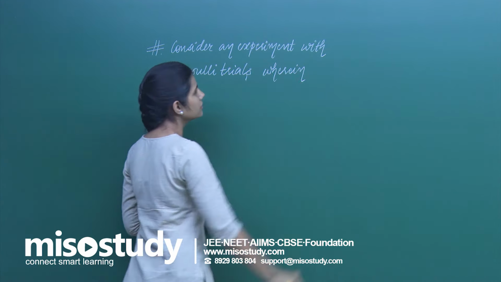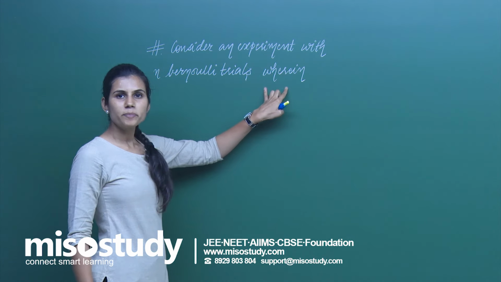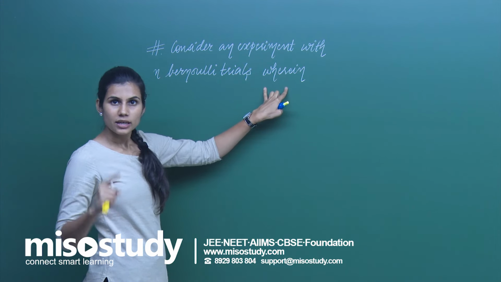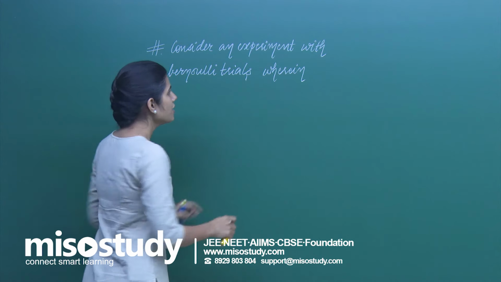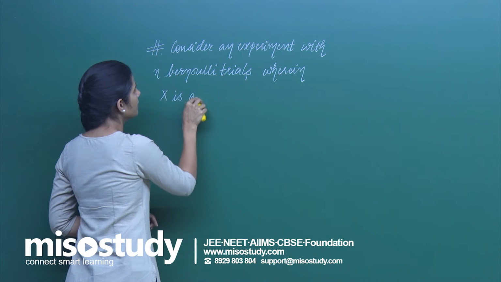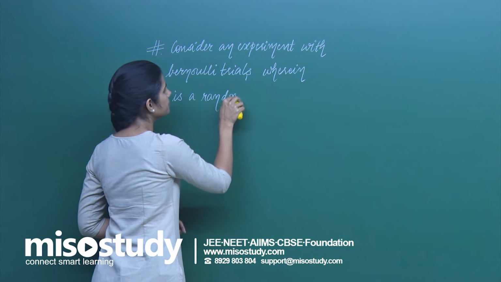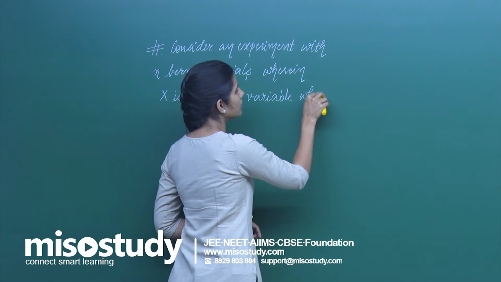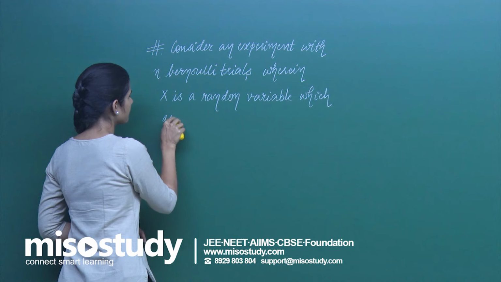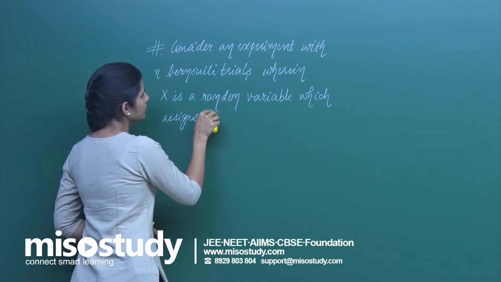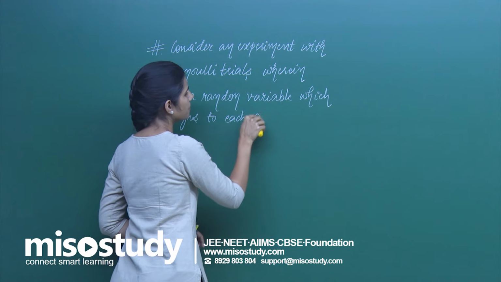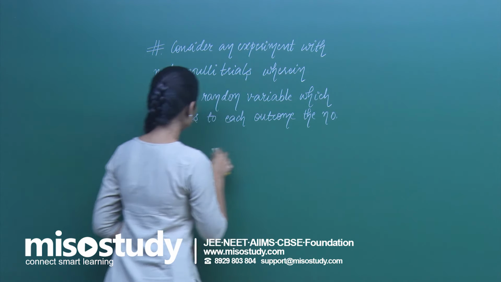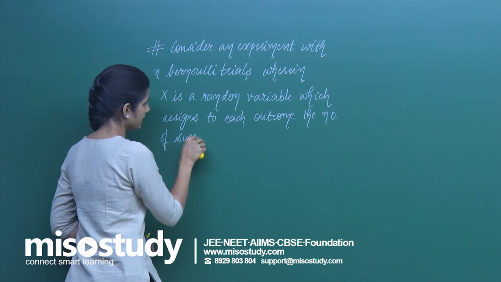Now when you do that, you basically obtain a random variable which represents the number of successes in each outcome concerning all the trials, right? Wherein X is a random variable which assigns to each outcome the number of successes in it.